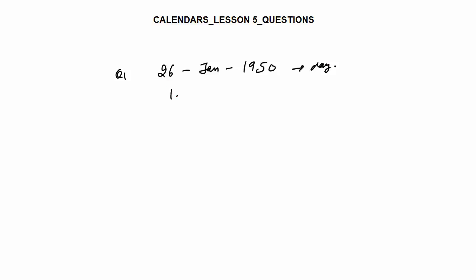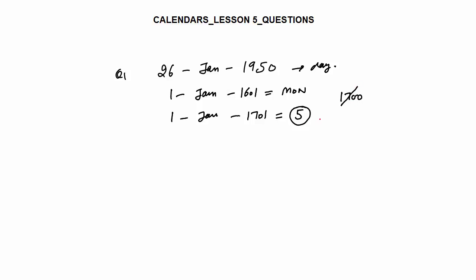Now first I will go to benchmark date 1st of January 1601. We know that was Monday. Now just move 100 years down the line. 1st January 1701, exact 100 years, same date to same date. How many odd days do we have? We have 5 odd days, because year 1700 is although a century year but it's a non-leap year. So when a century year is a non-leap year, there are always 5 odd days in exact 100 years.